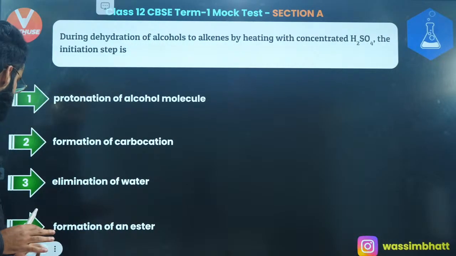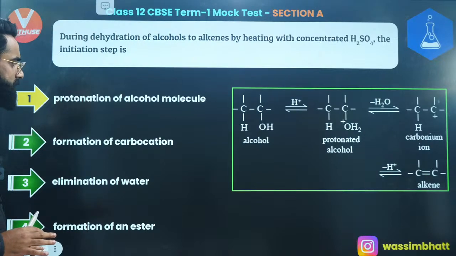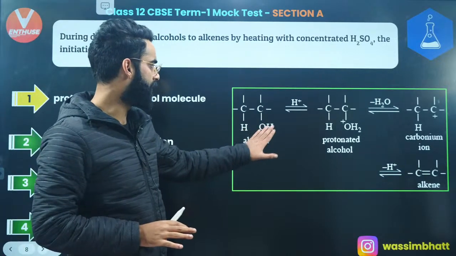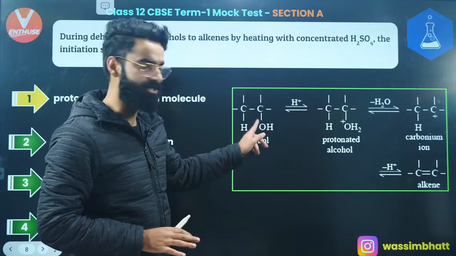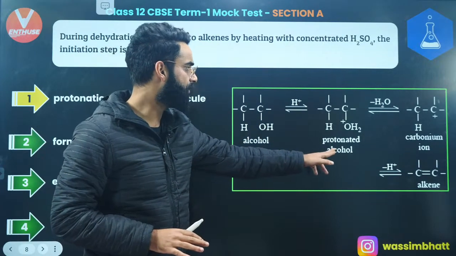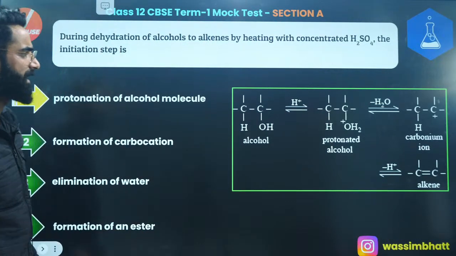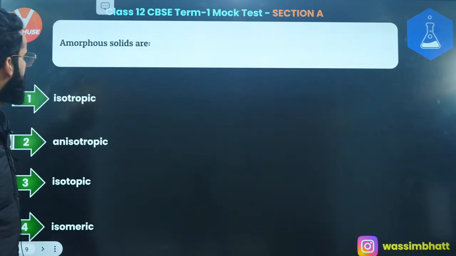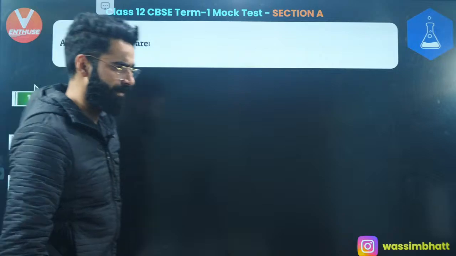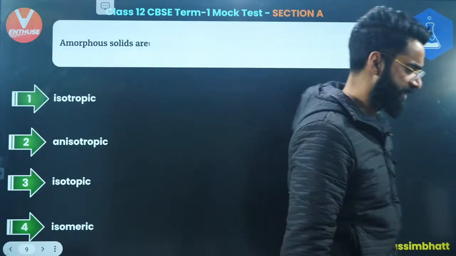Moving on to one more. I'm sure this is clear to everyone, right? So first of all, you have got alcohol, you're doing its protonation, which is the initiation step. First of all, you get the protonated alcohol, then H2 leaves. At the end, what do we get? You get alkene. Okay, amorphous solids are, again, a very simple question. You guys are going to let me know its answer.